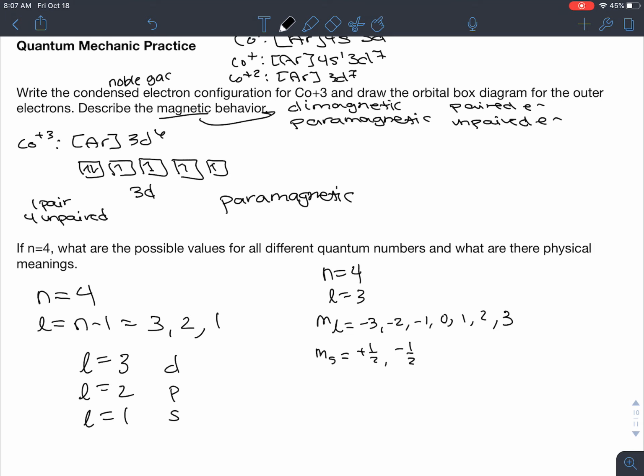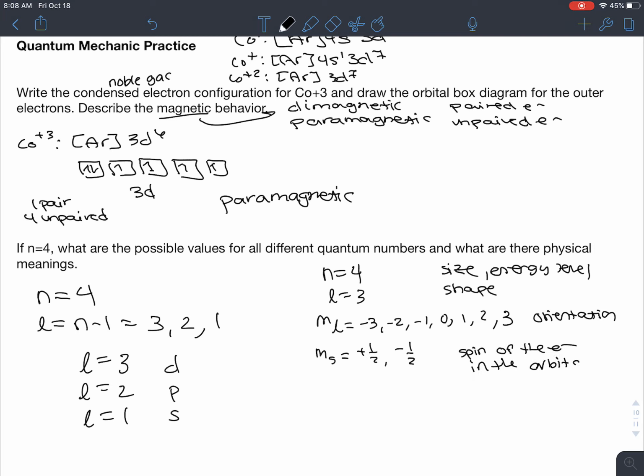So what these mean is my n quantum number gives me the size of my orbital, the energy level. My angular momentum, l, gives me my shape. Then my m sub l will give me the different orientations. And my m sub s gives me the spin of the electrons in the orbitals, where these quantum numbers define which energy level, which orbital, how many orbitals, and exactly the electron spin.